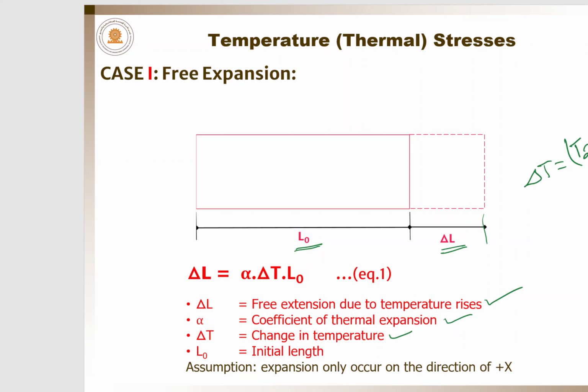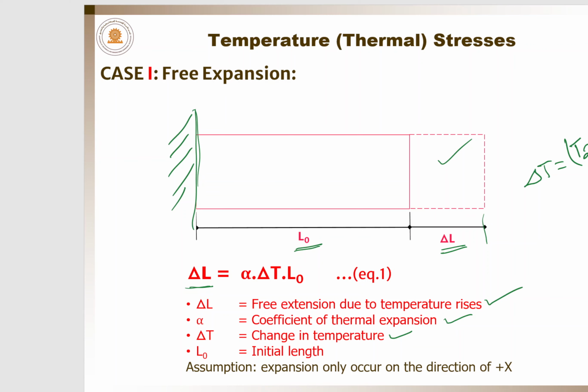Now, there are three possibilities that can happen. So when the material is allowed to expand freely without any obstruction, what is happening? The material has elongated here. There is no stress induced. You have just delta L, this expansion. You can easily find it out as alpha into delta T multiplied by L naught. This is one case.